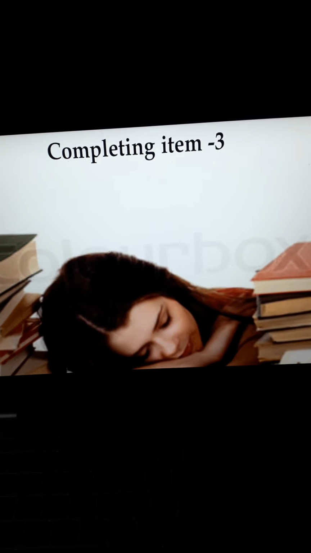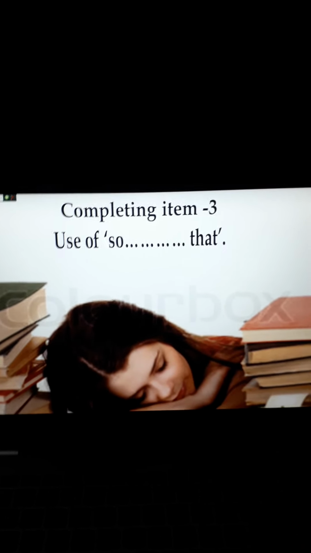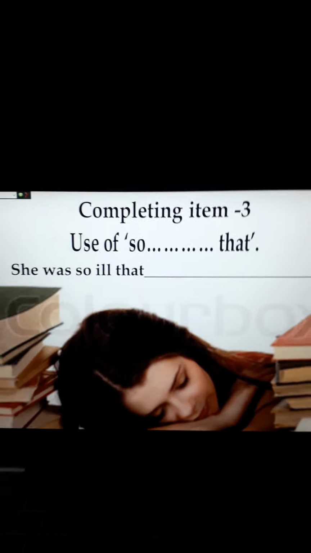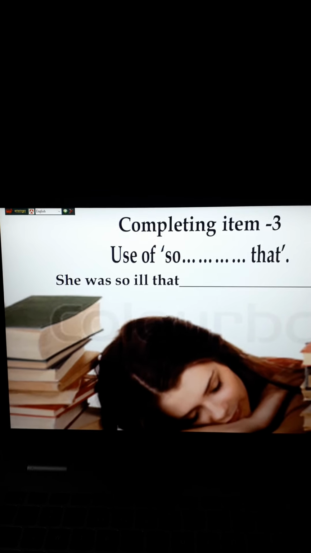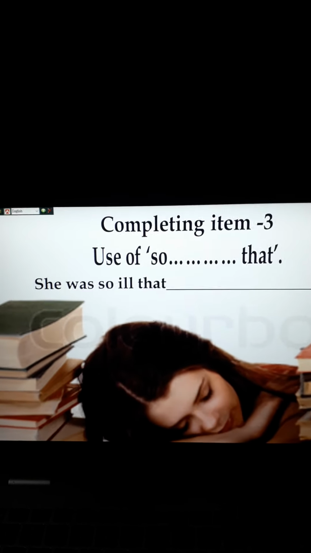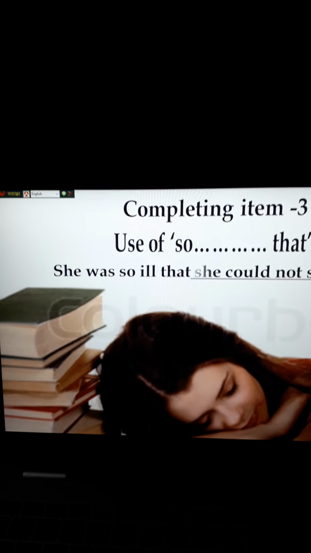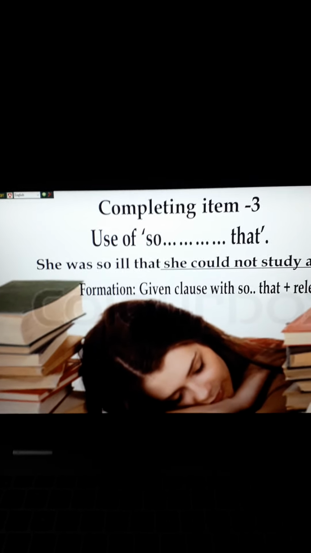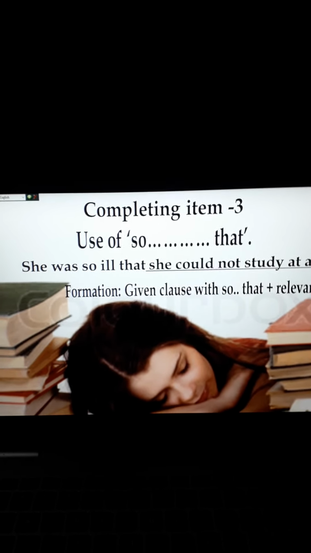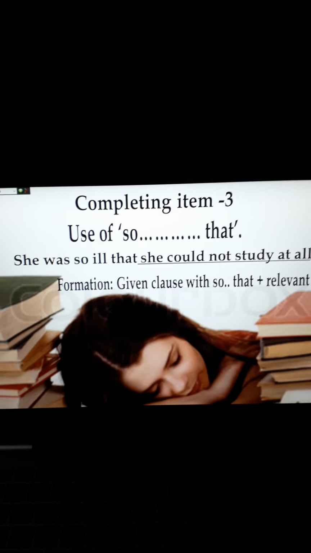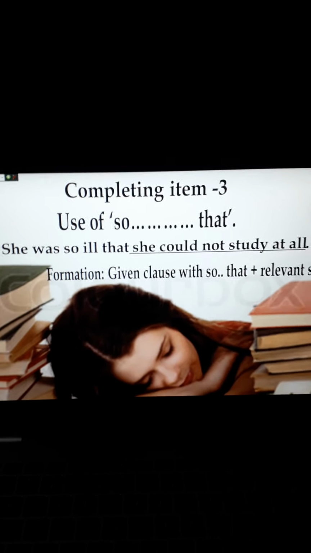Completing item 3. Use of so that. She was so ill that she could not study at all. Formation: given clause with so that plus relevant sentence.